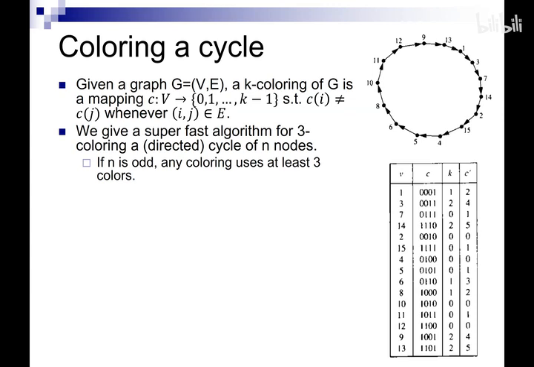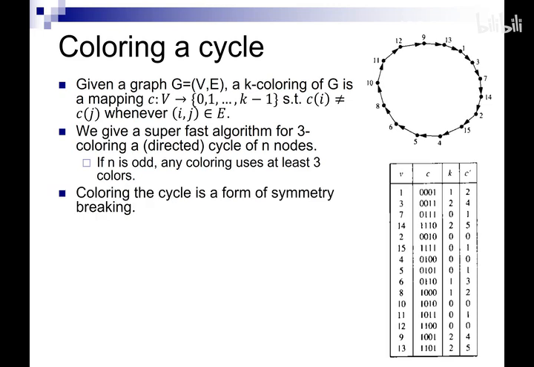Usually we're trying to minimize the number of colors that we use. In the case of a cycle, if we have an even number of nodes, then it's possible to color the cycle using just 2 colors. We just alternate between the colors. However, if the cycle has an odd number of nodes, then we have to use at least 3 colors. So we're going to give an optimal algorithm in terms of the number of colors, and this is also going to work very fast.